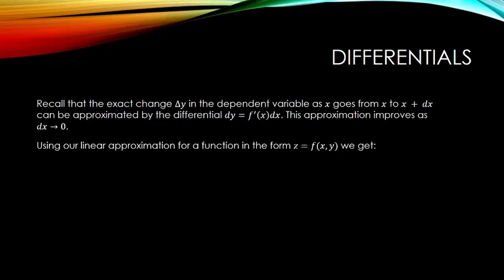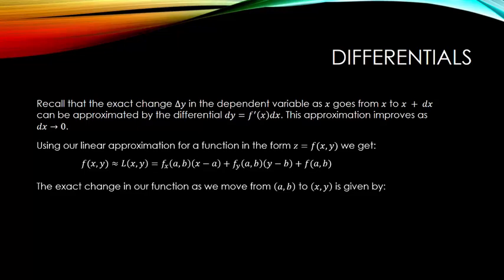So now, if I use the linear approximation for my function in the form z equals f of x,y, we get f of x,y is approximately equal to L of x,y, which is equal to the equation of the plane tangent to the surface at the point (a,b), given by fx at (a,b) times the quantity x minus a, plus fy at (a,b) times the quantity y minus b, plus f of (a,b).